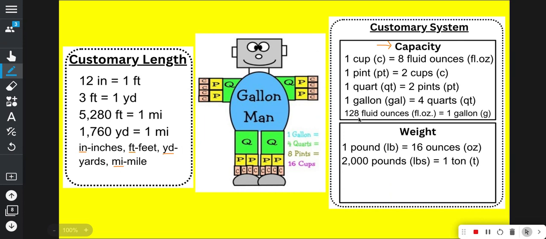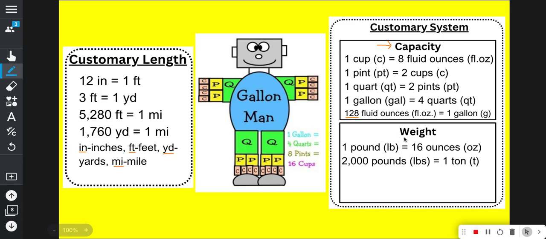The other one you need to know is 128 fluid ounces equals 1 gallon. So again, these are ones that need some memorization. Making those flashcards, 1 cup equals blank ounces. And on the backside, you say 8 fluid ounces equals blank cups. And then you can flip them back and forth.